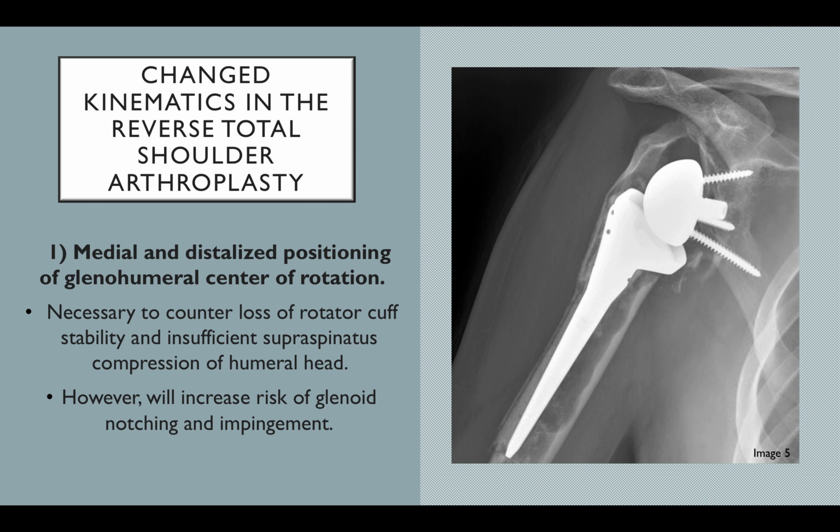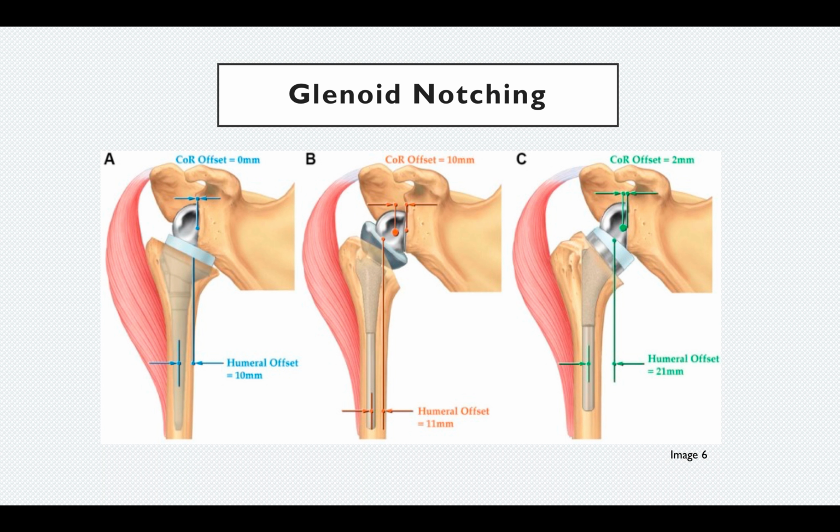One downside is that medializing and distalizing the glenohumeral center of rotation does increase a patient's risk of glenoid notching and impingement. This picture will help us to better understand the risk of glenoid notching. Here you can see how the inferior aspect of the implant has the potential to literally notch into the scapular neck, which can loosen the implant. This was one of the most common problems that occurred in all of the first reverse implant designs.